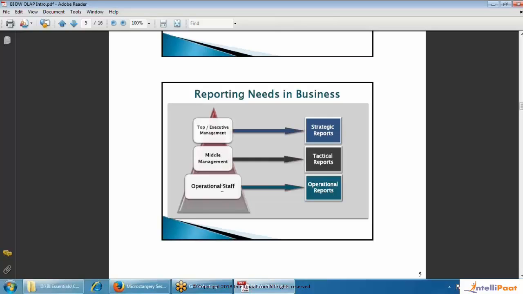So this is the difference between the operational reports and the management reports. Operational people want some specific queries to be answered, whereas management people want some ad hoc queries to be answered. This is the functional characteristic of those reports.